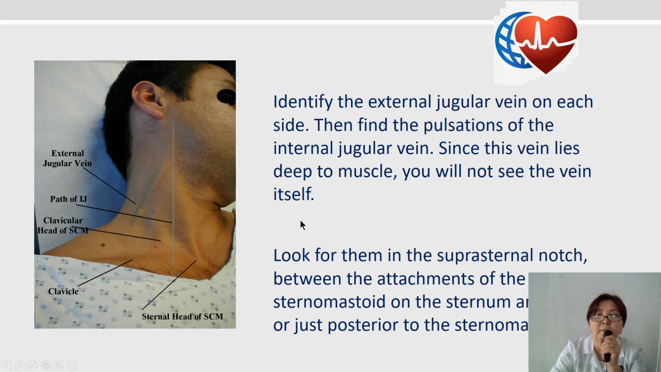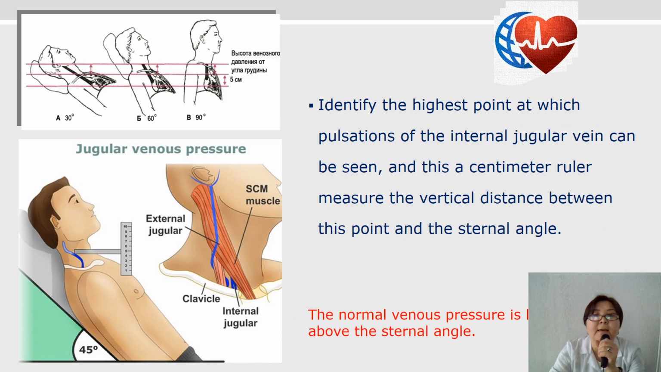Here should be. Since the vein lies deep to muscle, you won't see the vein itself. Look for them in the suprasternal notch between the attachment of the sternomastoid on the sternum and clavicle, or just posterior to the sternomastoid. Identify the highest point at which pulsation of the internal jugular vein can be seen.